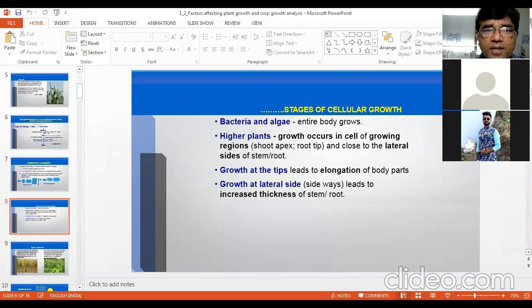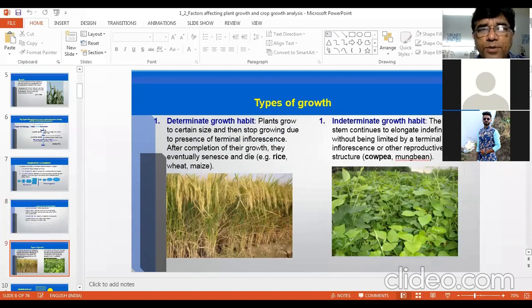And growth at the lateral side, sideways, leads to increased thickness of the stem or root. Now, types of growth: there are two types of growth normally, determinate growth habit and indeterminate growth habit. In determinate growth, plants grow to a certain size and then stop growing due to the presence of a terminal inflorescence. So there is a clear distinction between the vegetative phase and the reproductive phase. First the plant will go through the vegetative phase, and then it will start the reproductive phase. That is your determinate type of growth habit, found in rice, wheat, maize.